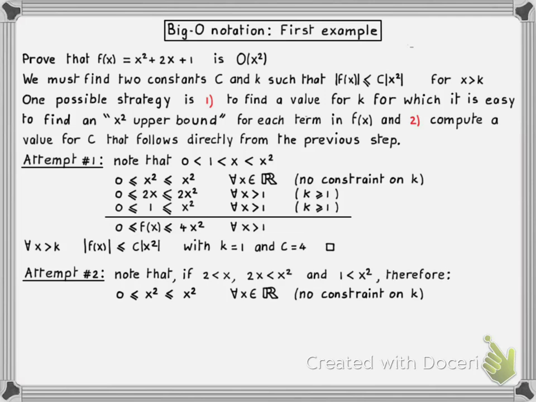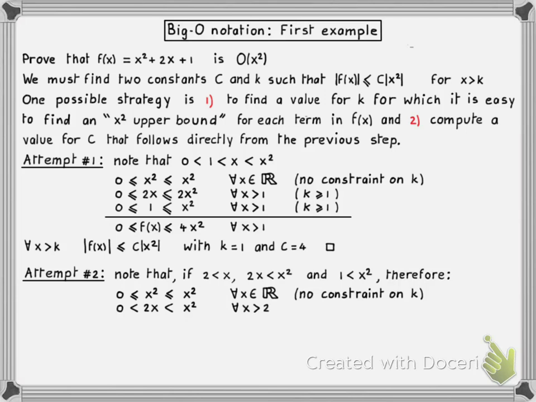So let's do it. First, if 2 times x is strictly less than x squared, we are very close to having an x squared upper bound on this term. So let's write it down. First of all, if x is greater than 2, 2 times x is positive, and as we just established here, 2 times x is strictly less than x squared. Now this is only true if x is greater than 2, so let's record that.